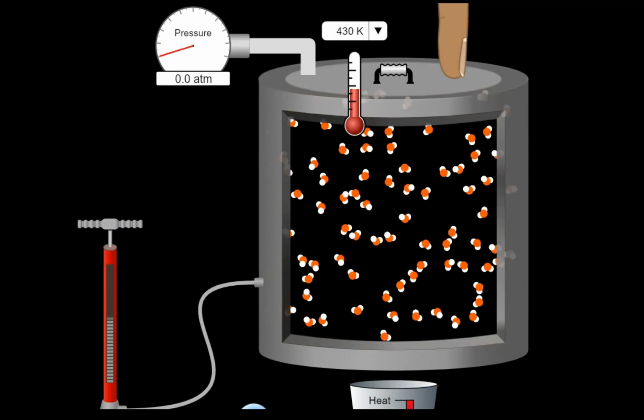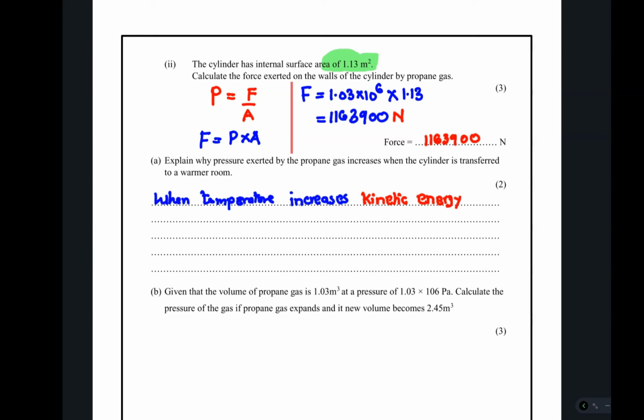You can see that. So in this particular question, this is the concept that you are supposed to talk about, that an increase in temperature increases the kinetic energy of the gas. And as the kinetic energy increases, the number of collisions per unit area on the walls of the cylinder increases, and this results in an increase of pressure.